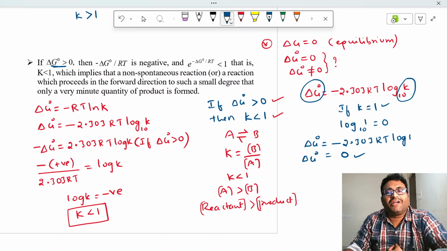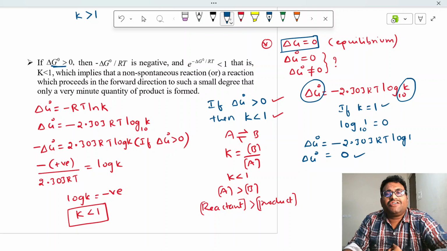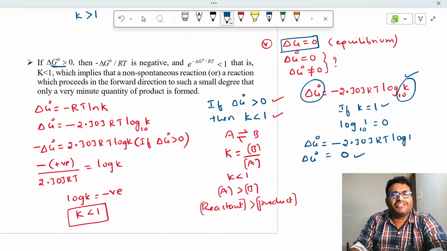So for equilibrium condition, we have to remember that only delta G is equal to 0. What about delta G naught? Delta G naught may be equal to 0 and may not be equal to 0. That depends upon the value of K. Are you understanding? If K is equal to 1, then log 1 is equal to 0, then automatically delta G naught will be equal to 0. Understood? Right? So that's the condition.